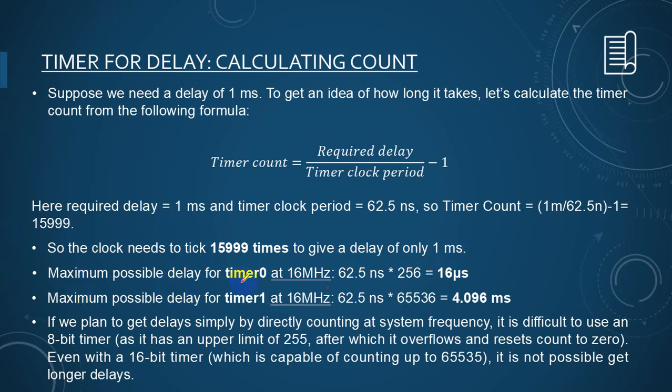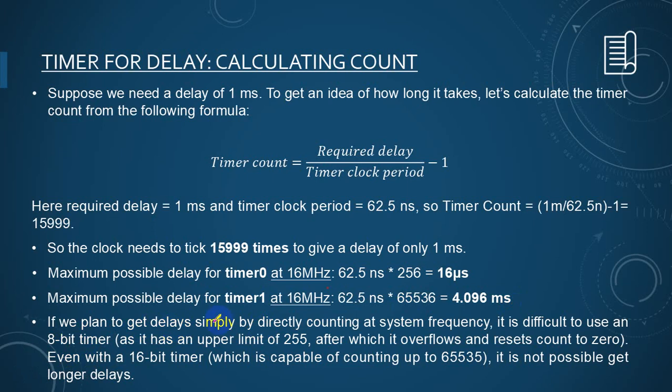Maximum possible delay for timer 0 at 16 megahertz is equal to 62.5 nanoseconds multiplied by 256. That is 16 microseconds only from timer 0. And the maximum possible delay from timer 1 at 16 megahertz, you can calculate, is 62.5 nanoseconds multiplied by 65,536, which is 4.098 millisecond. So in this case, we can use timer 1 because it can give a 4 plus millisecond delay.